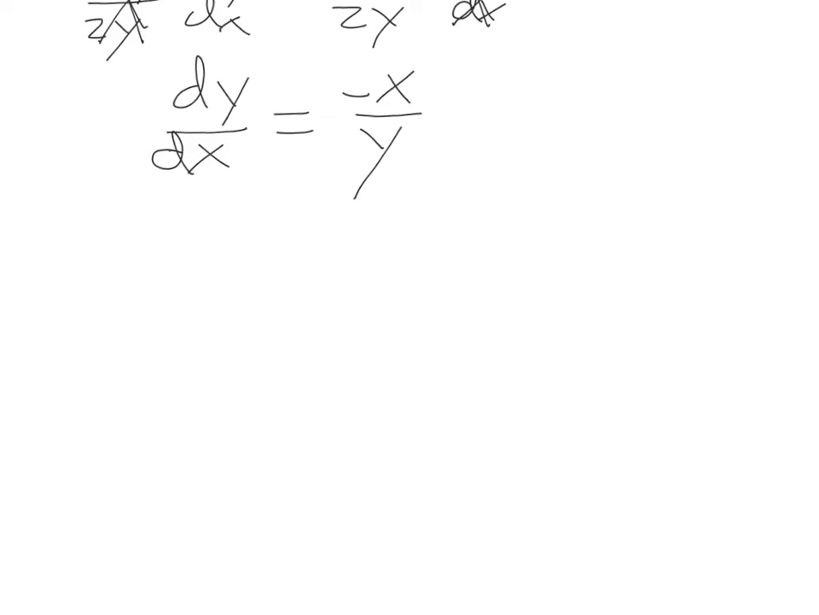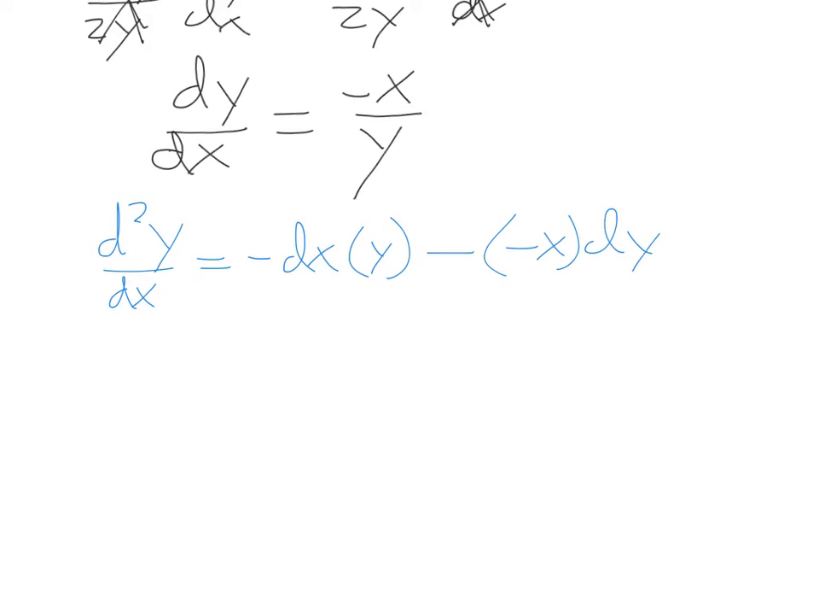I'll do the second derivative in blue so we can tell the difference. So I'm going to say d²y over dx equals... Now, quotient rule: derivative of the top is -1 times dx, times the bottom, which is y, minus the top times the derivative of the bottom, which is dy, all over y squared.